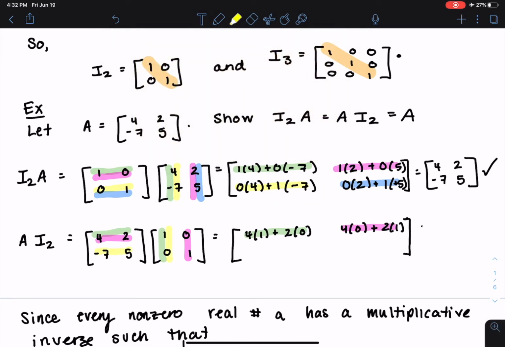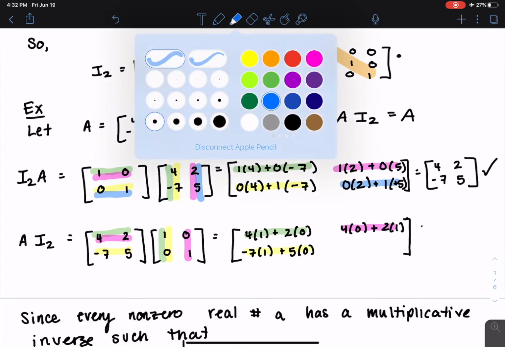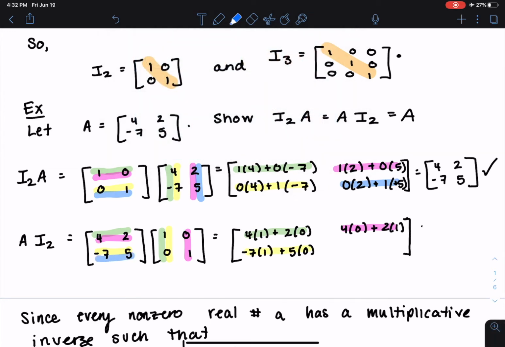Second row, first column will be the position here. Multiplying the like pieces gives us negative 7 times 1, 0 times 5. And then finally, second row, second column gives us this last piece, which is negative 7 times 0, 5 times 1. So if we go through this again, we end up with exactly the same thing. So this identity does indeed give us the same matrix back.